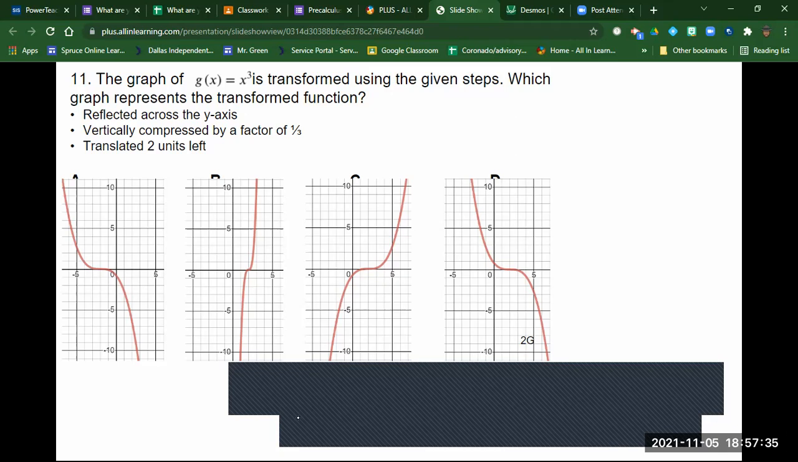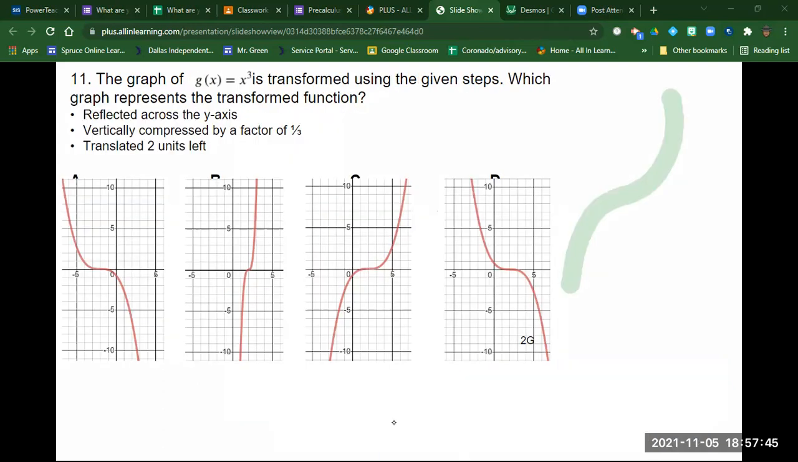All right, let's remember the original function looked kind of like this. It looked kind of like that. So when we reflect it across the y-axis, then it's going to look like this. So I don't want this one, and I don't want that one.